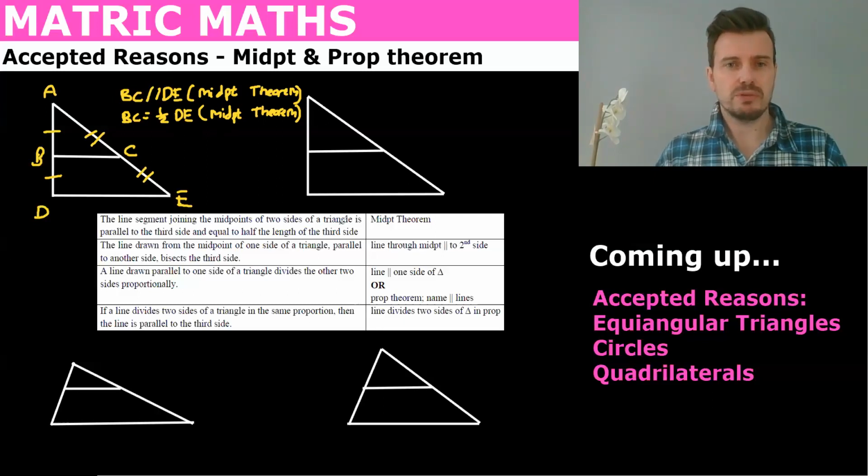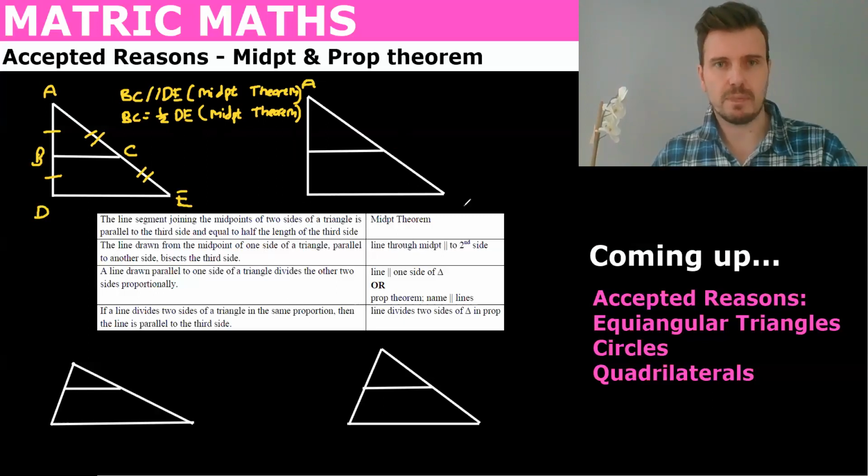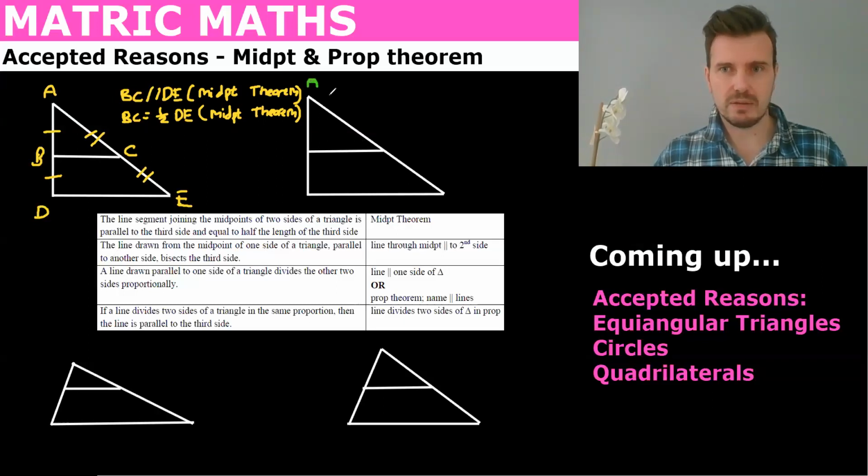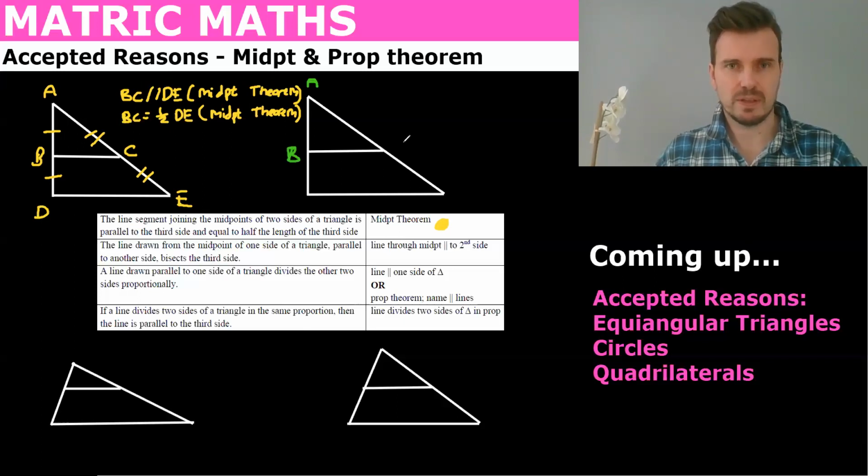Now let's look at when you are not looking at the midpoint theorem as a reason. So if I say the line drawn from the midpoint of one side of a triangle parallel, so we've got this again, we'll call it A, B, C. Let's do a different color. We'll do it in green. So this was the yellow, the midpoint. Let's do green. So we've got A, B, C, D, E.